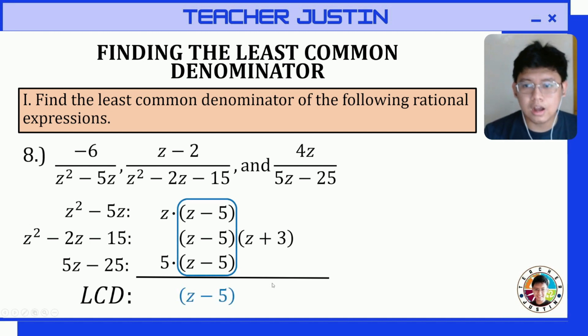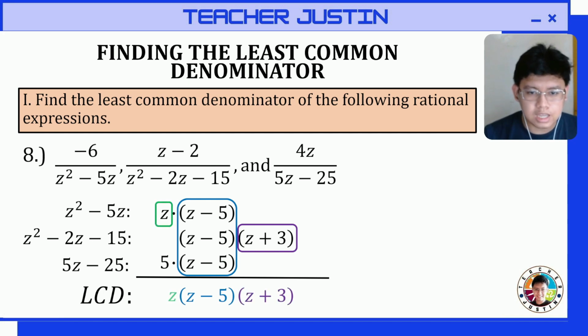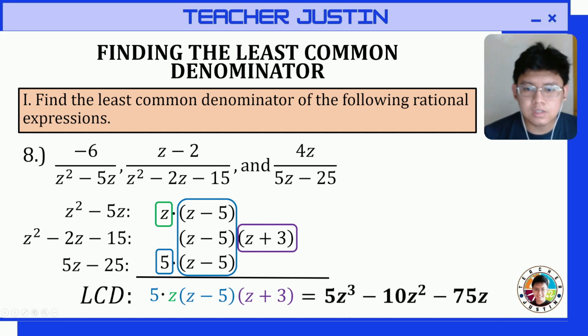Then, we get the other factors na walang common factors. So, we have z plus 3. Lagay natin dito. We have z. And we have 5. Now, let's multiply 5, z, and z minus 5, and z plus 3. That will give us our least common denominator, which is 5z cubed minus 10z squared minus 75z. And that's it. Ta-da! Alright.